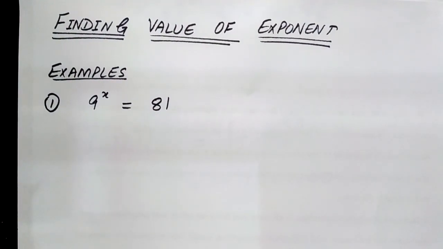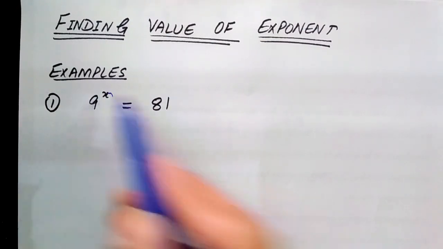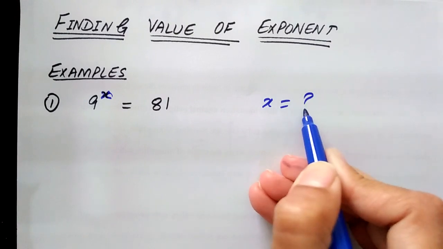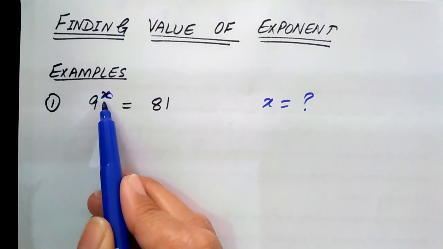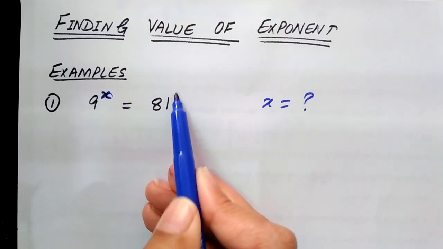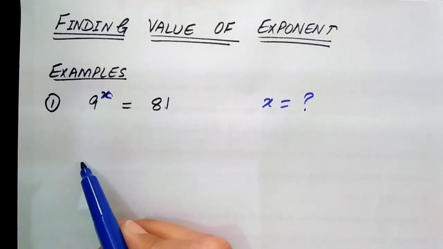Finding the value of an exponent. If you are given an equation and you have to compare both sides and find out the value of the exponent, how are you going to find it? 9 raised to power x equals 81. Now I have to find the value of the exponent, that is x. So there must be some exponent over here so that we can compare both sides and get the value of x.